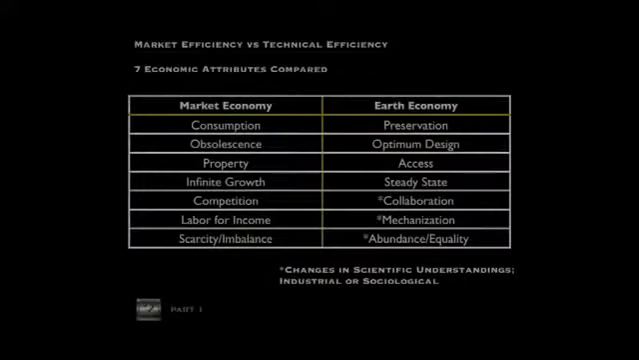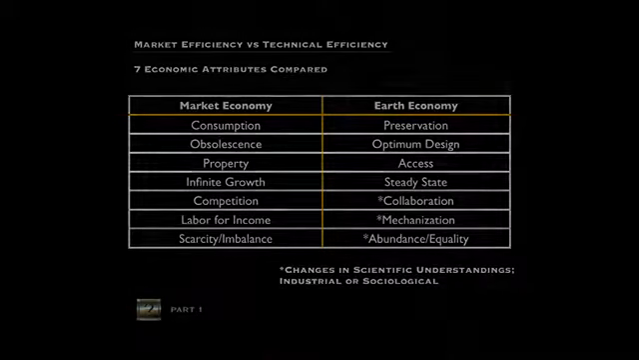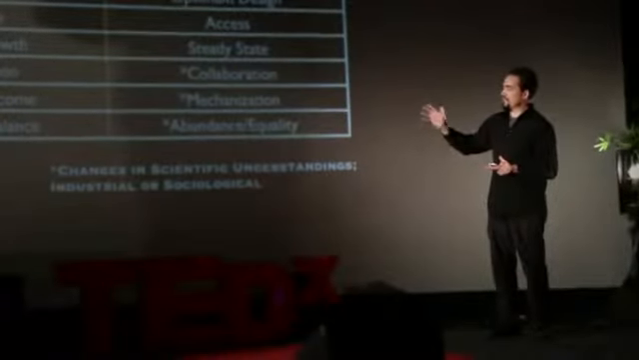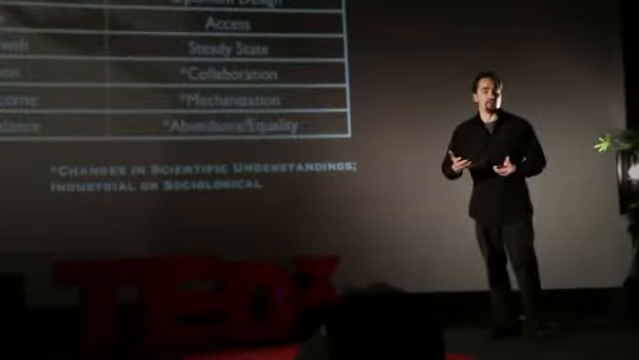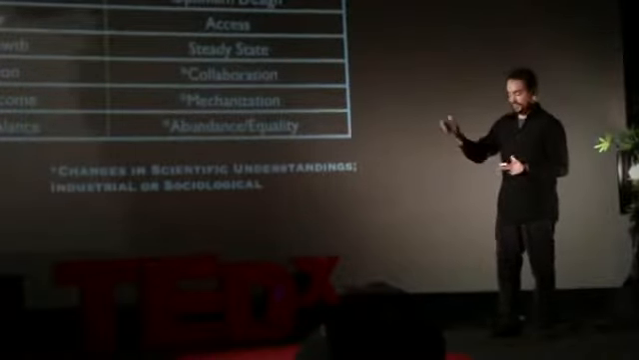This is a chart of 7 economic attributes. There are many more, but this is what I wanted to focus on here. Basically, they are intrinsic to each economy in comparison. Obviously, I'm focusing on the market economy and its relationship to a natural system, what we're calling the earth economy. The only caveat, with these asterisks, are elements of our sociological development based on scientific integrity, scientific ingenuity, the evolution of science and our knowledge of ourselves and the environment. That will be talked about as we touch upon each one of these.